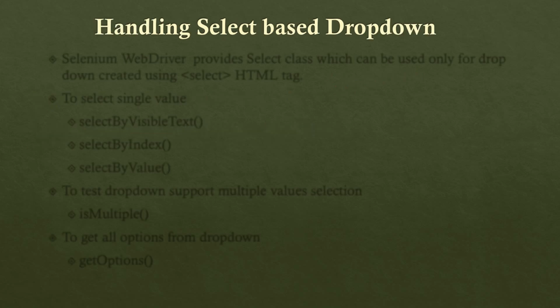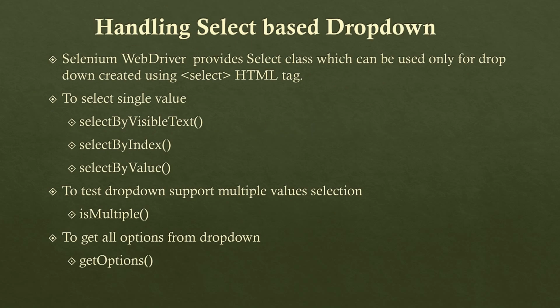Okay, so let me explain different scenarios. Just to handle a single value or single option, if you really want to select only a single option from the current drop down, you can use these three methods: select by visible text, select by index, or select by value. Just to understand how the drop down is supported, or whether it is supported or not for multiple value selection, you can use the is multiple method.